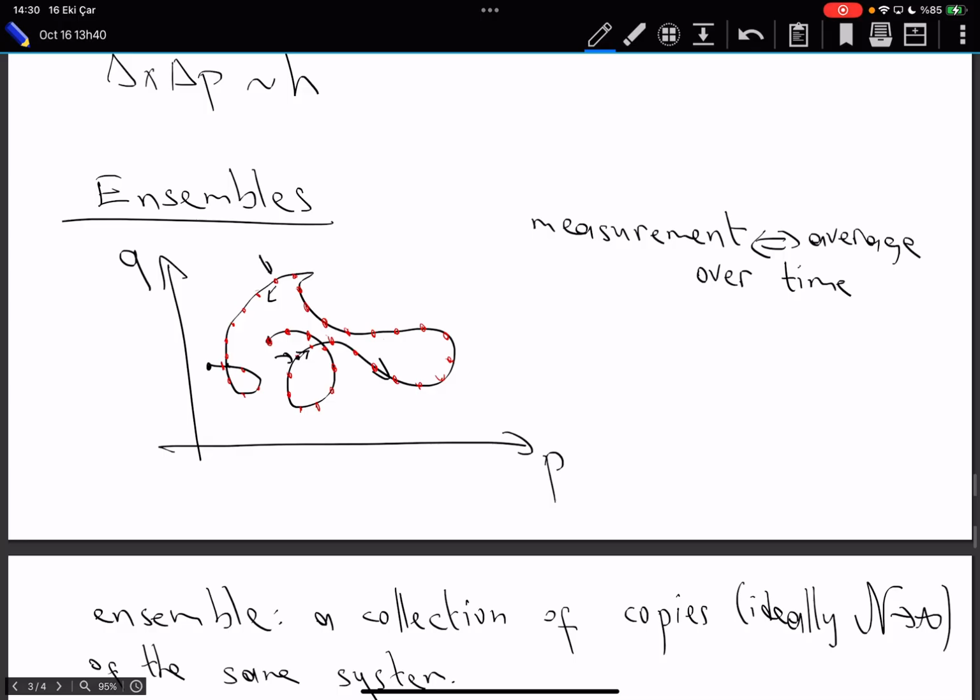Yes, Adil. Have we defined microcanonical, grand canonical, and so on? Not yet. I'm just talking about ensembles now. Okay, so let's give a 10-minute break and we will continue.